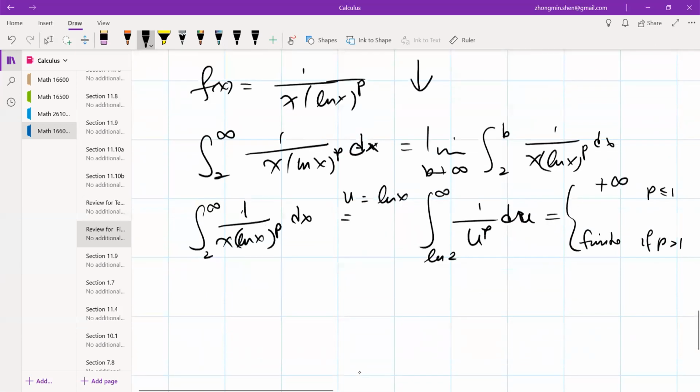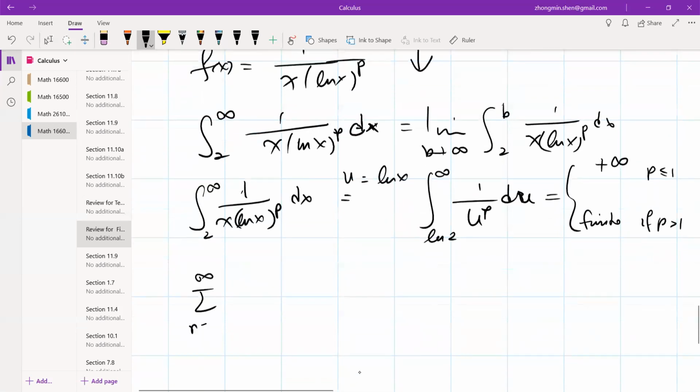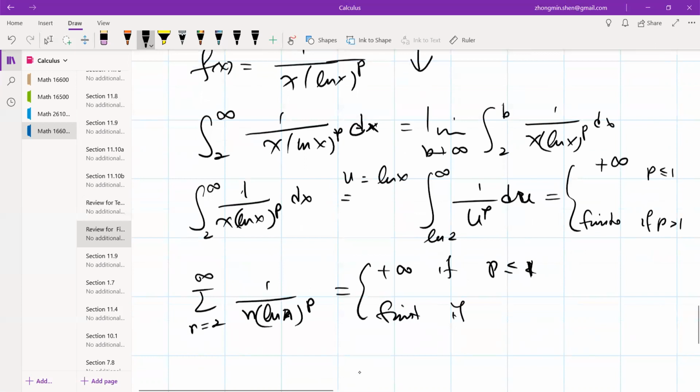So that's why this is infinity if p is less than or equal to 1. It's finite if p is greater than 1. So that means convergence. So when p equals 2, of course it's convergent. That's a special case, right? It's a special case.